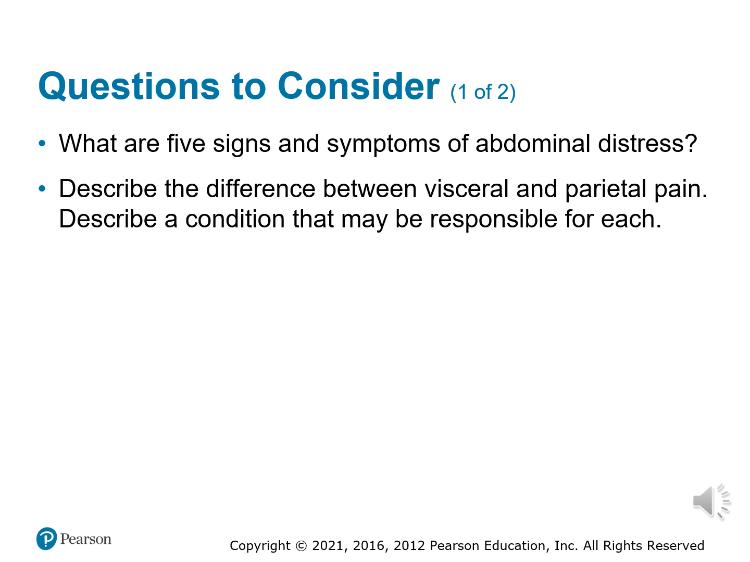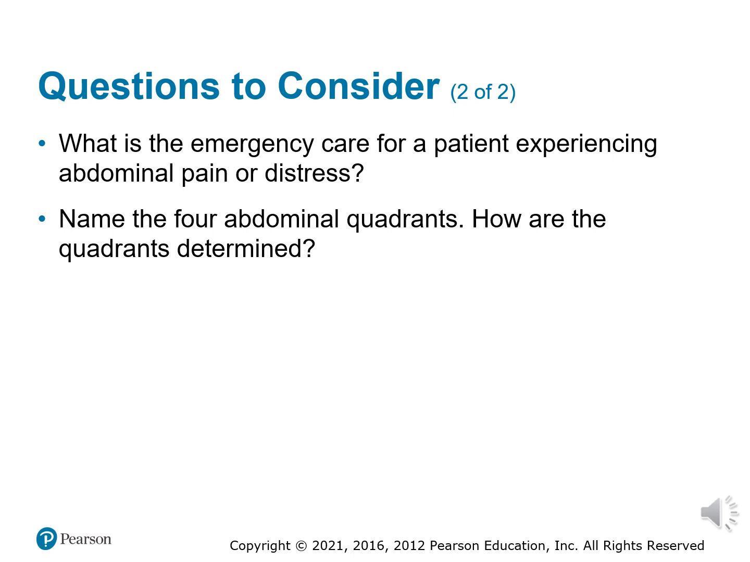Visceral pain arises from organs in the visceral peritoneum and is general and nonspecific. The patient will not be able to localize it or point to the specific area. Parietal pain arises from organs in the parietal peritoneum and is often described as sharp, constant, and localized to a particular area. What is the emergency care for a patient experiencing abdominal pain or distress? And then name the 4 abdominal quadrants and how are the quadrants determined?